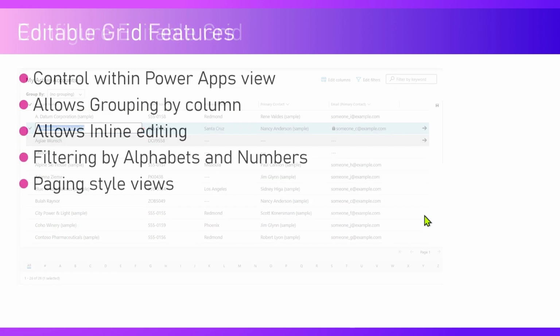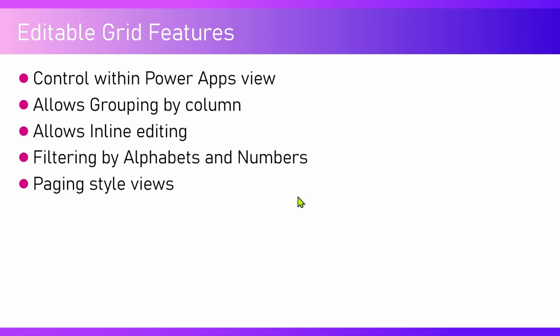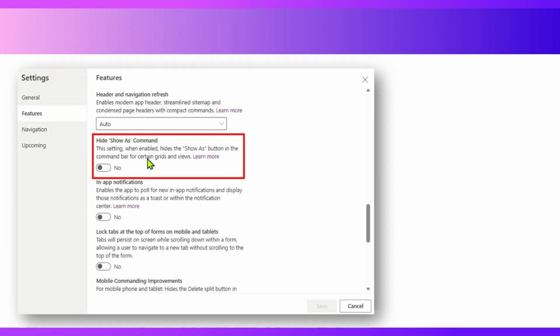There are some items within the editable grid which will help you with productivity. It's basically a control within the Power Apps view. It allows grouping by column, inline editing, and filtering by alphabets and numbers, and it has paging style views. In the settings under features, there is a configuration where you have an option to hide the show as command.